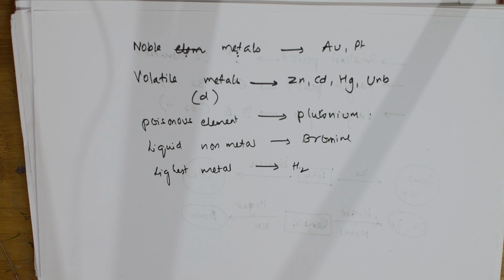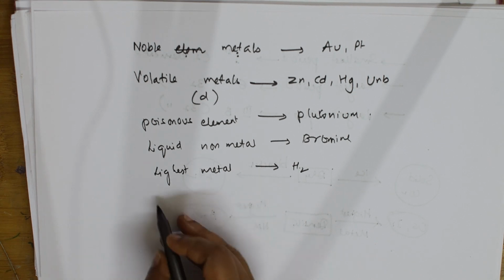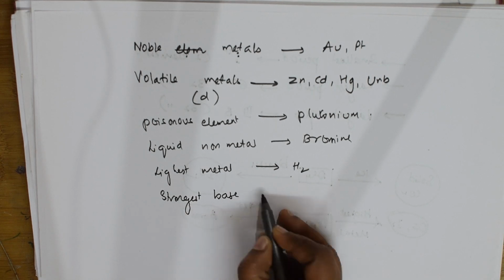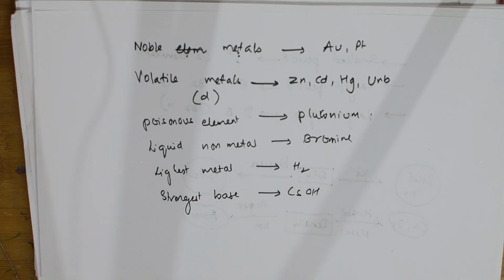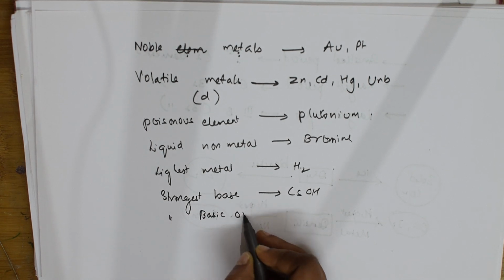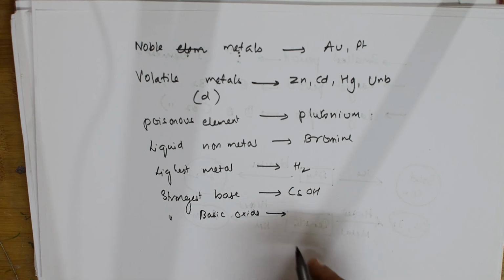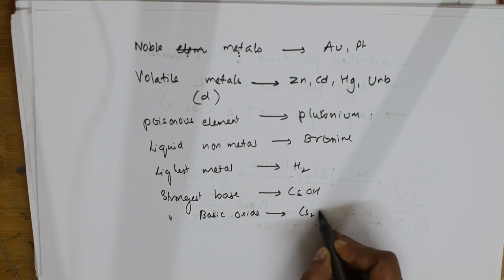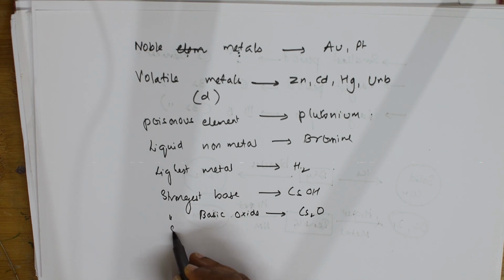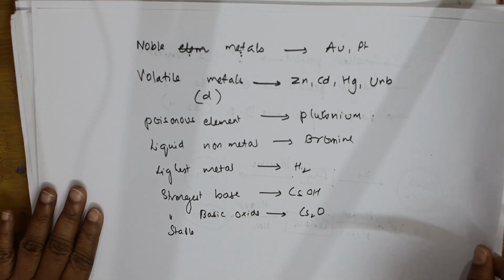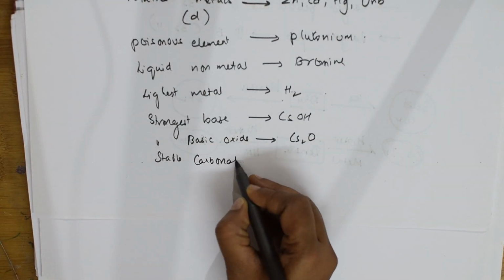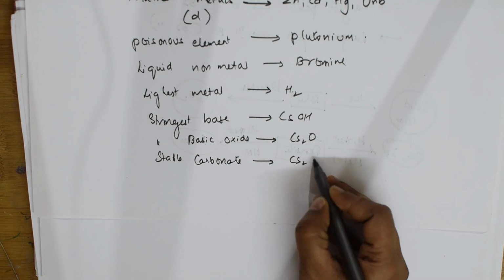Right, next one, let us write what is the strongest base which we have. So in inorganic chemistry, the strongest base is cesium hydroxide. Now, strongest basic oxide. What is the strongest basic oxide? We will see. The strongest basic oxide is Cs2O. Same thing. One more. Which is a stable carbonate which we have? Stable carbonate. Let us write stable carbonate. So the stable carbonate is cesium carbonate.